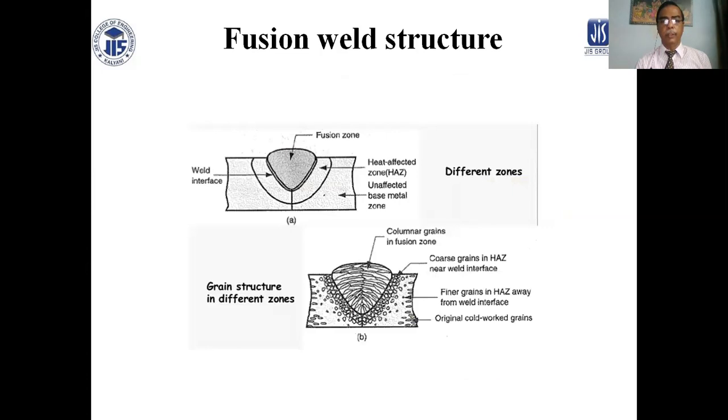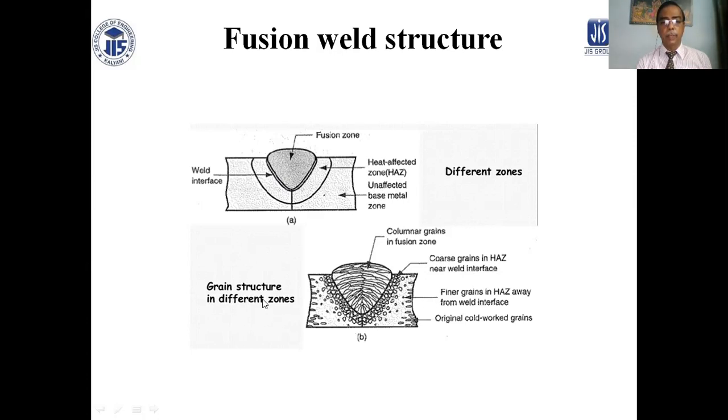This is the fusion weld structure. This is the weld metal fusion zone. Maximum temperature is here. This is the heat affected zone. This is the weld interface, and this is the heat affected zone. This is the unaffected base metal. So different zones are shown.